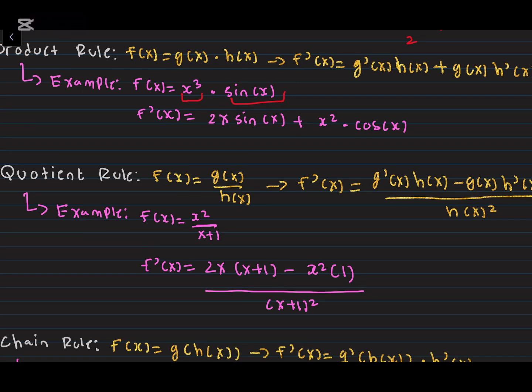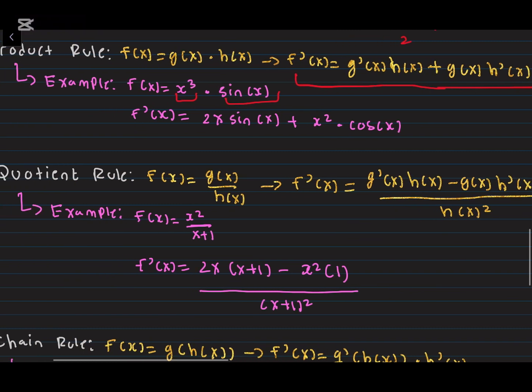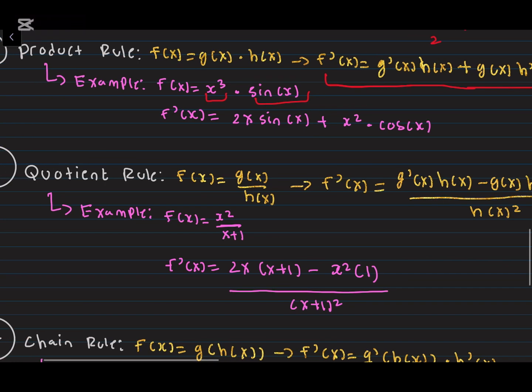First things first, if we're following this notation here, the first term in your derivative should be the derivative of g of x times h of x, right? So h of x is left untouched, meaning you have to find the derivative of g of x. So let's find the derivative of g of x.